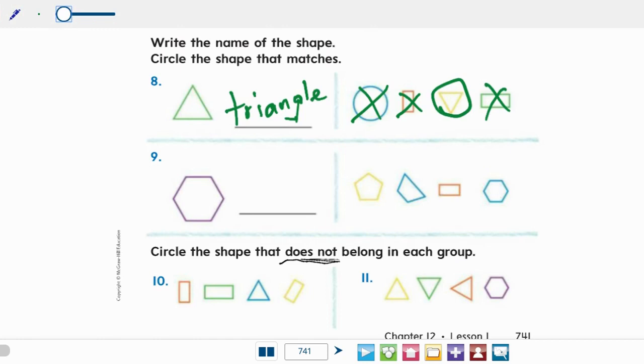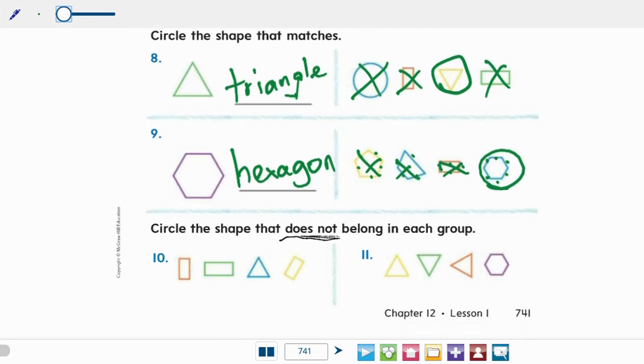Look at number 9. It's got 1, 2, 3, 4, 5, 6 different sides. If it's 6 sides, this is a hexagon. All right, so when I look, I've got 1, 2, 3, 4, 5. Nope. 1, 2, 3, 4. Nope. 1, 2, 3, 4. Nope. 1, 2, 3, 4, 5, and 6. Yes! That one is it. I've got a hexagon right there. Circle that. So we are good to go.